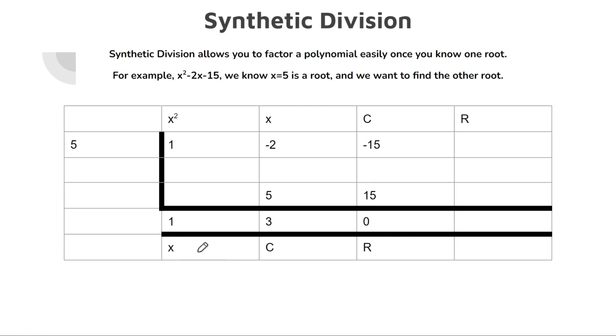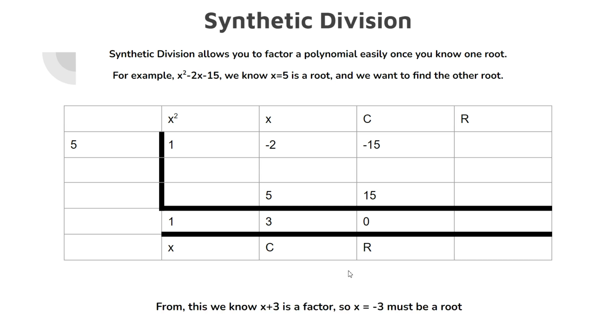And now, the columns here are a little bit different. Basically, everything that's up here gets shifted over to the left. So like this, the x column gets moved to the left, the constant column comes to the left, and the remainder column comes to the left. This is our remainder of this division. The remainder is 0, and that'll tell us, yes. So down here, we know x plus 3 is a factor, so x equals negative 3 must be a root. This will make sense in a second.